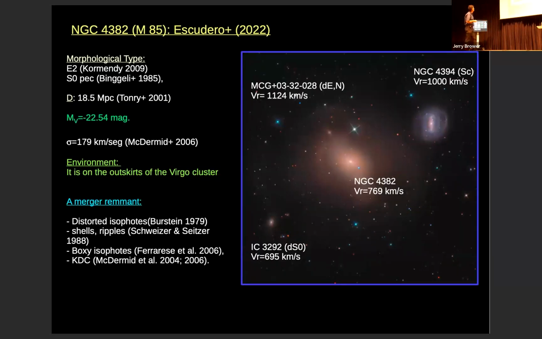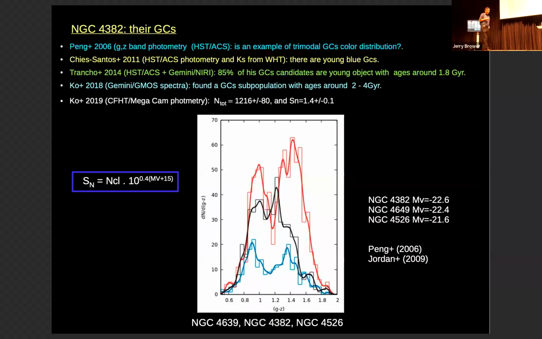The first example is NGC 4382, an early type galaxy in the outskirts of the Virgo cluster. It is at a distance of around 18 megaparsecs, and it shows several structures that indicate that this object is a merger remnant. Regarding the globular clusters of this galaxy, there are several previous studies. For example, Peng et al. proposed that this galaxy is a good example of a possible three-modal color distribution.